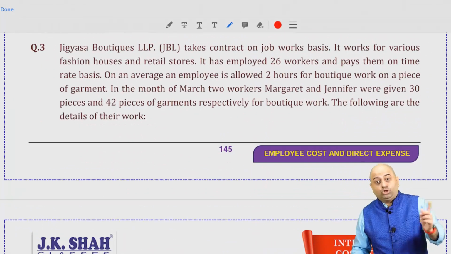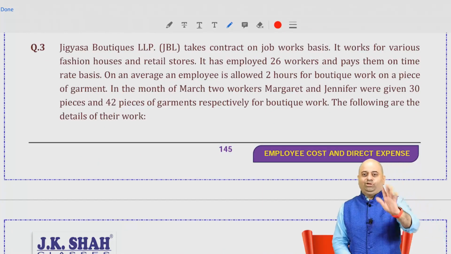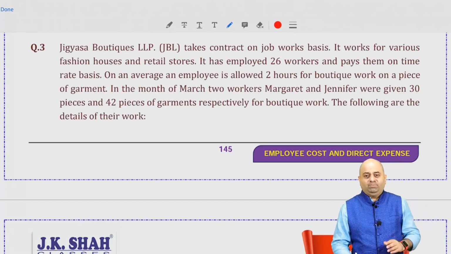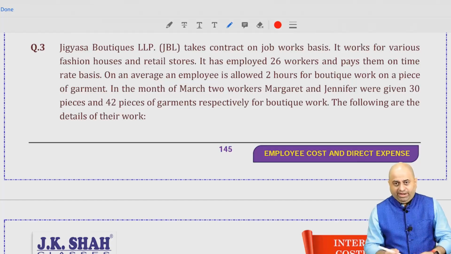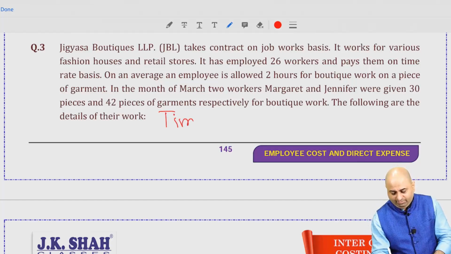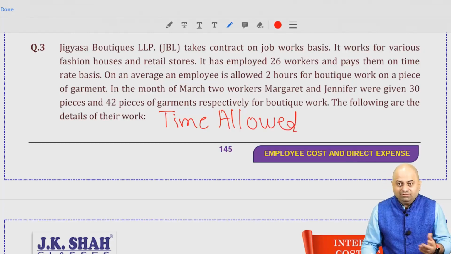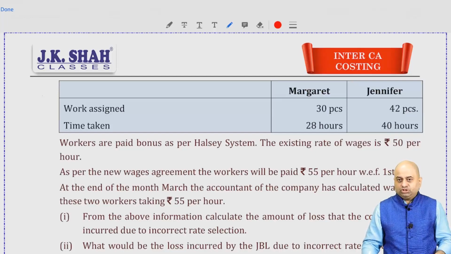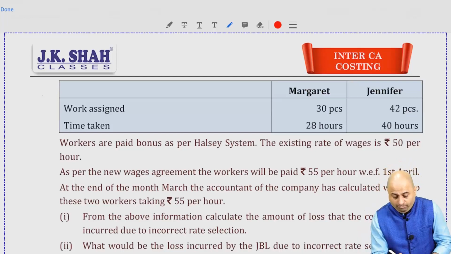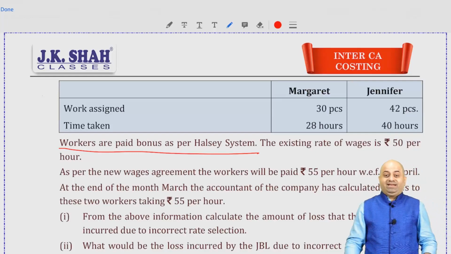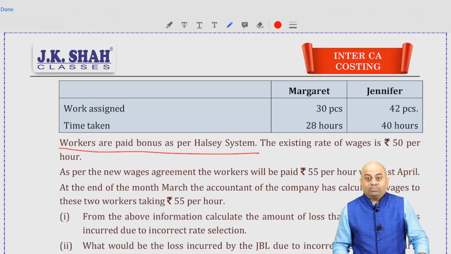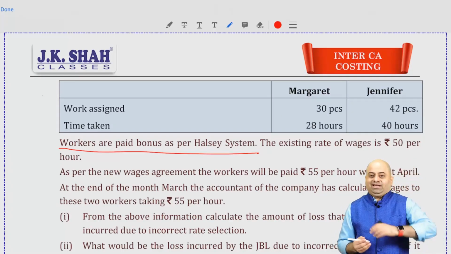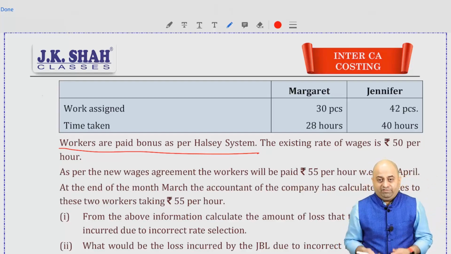Third problem, it looked big, it was big, I don't deny, but a very simple problem as such. Let me remind you something. We first had to calculate time allowed, so that naturally we can calculate time saved, obviously, and then we can calculate bonus under whatever systems that was prevailing. Now, presently workers are being paid as per HEL-C. So, what we were basically told in the question, correct rate was 50, incorrect rate was 55.